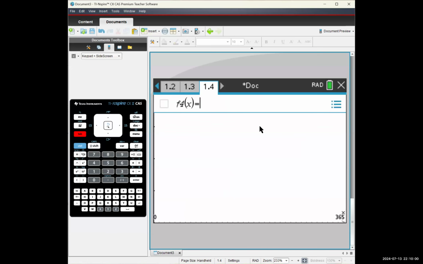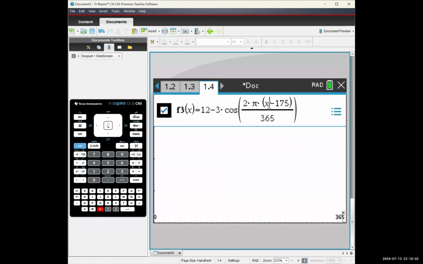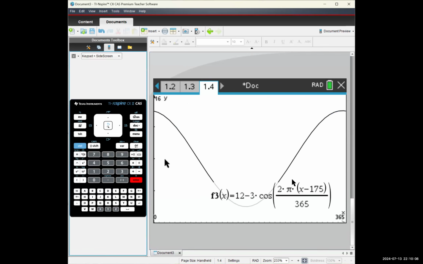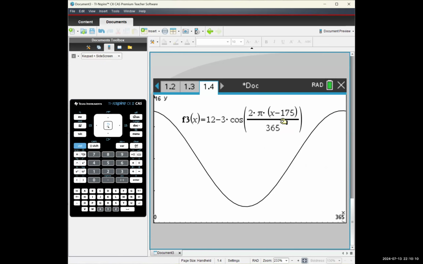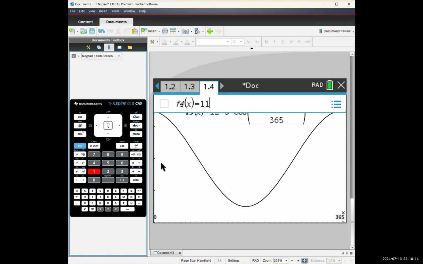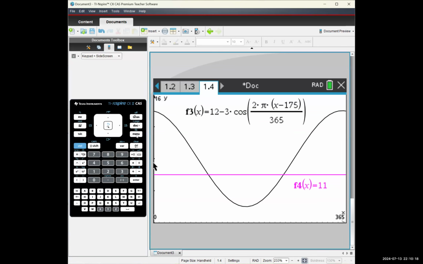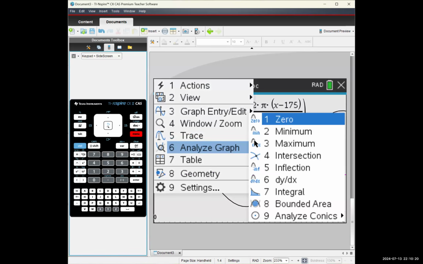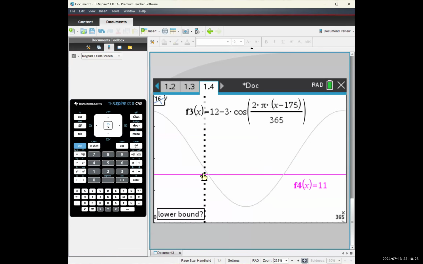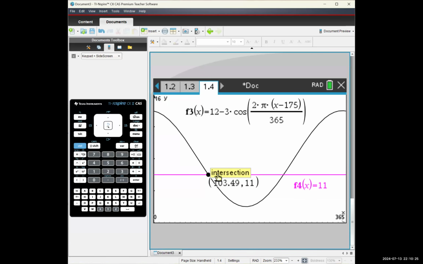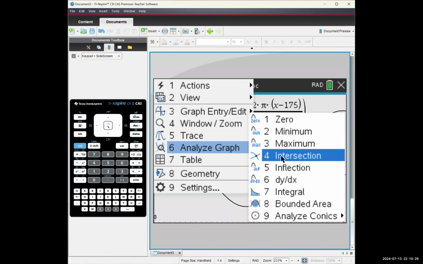Actually, that was x rather than t, because on the CAS calculator, when you are plotting anything as a graph, it only recognizes x. So there we go. We have this function here. And we could also plot another horizontal line, 11. And let's do an analyze graph, find the intersection between the function and the horizontal line.